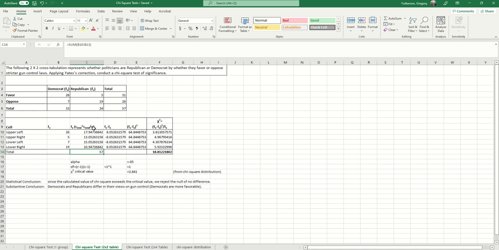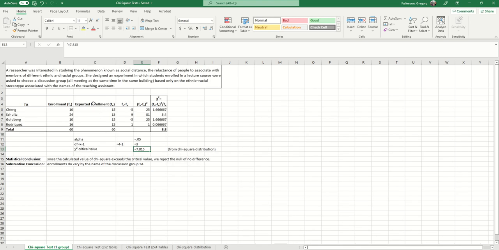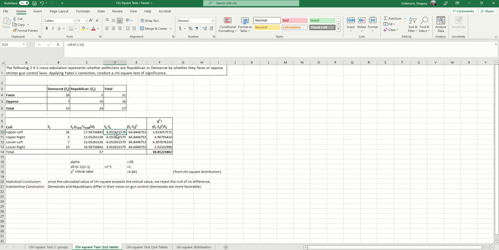Then we're going to take the sum of the expected values, which should total 57, the total sample size. And then, as we did before, the rest of this is the same. So we just look at the deviation between the observed and the expected. Right? So just subtracting the two cells, so B10 minus C10. Then we do that all the way down for this column, and then square those values.